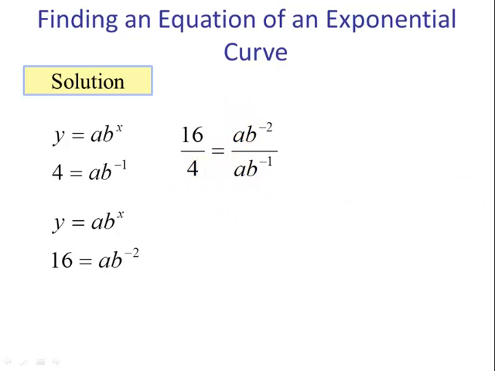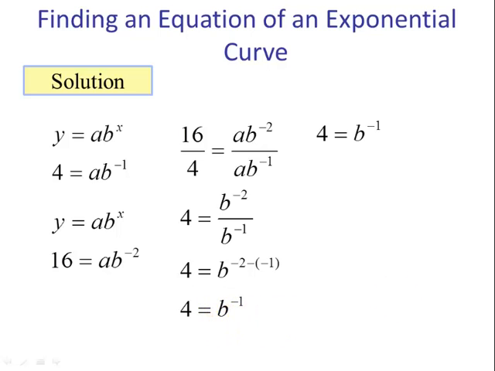The a's will cancel, and now we have b to the negative 2 power divided by b to the first power. Since b's are like terms, we subtract the exponents, and we have 4 equals b to the negative 1 power. To make a negative exponent positive, and since it's in the denominator, we send it to the numerator, and 4 is the same thing as 4 over 1. Solving this equation, one way of doing this is to cross multiply. 4 times b equals 1 times 1. Dividing by 4, we see that b is 1/4.